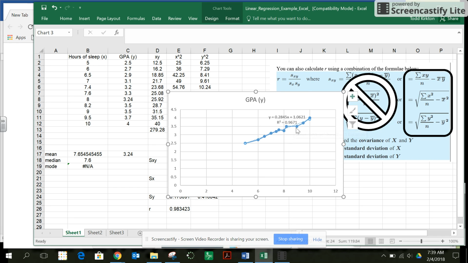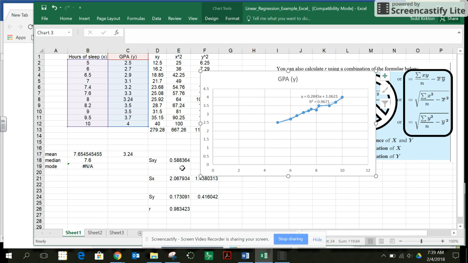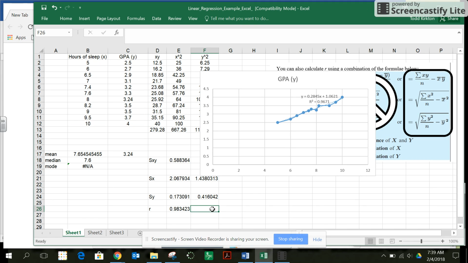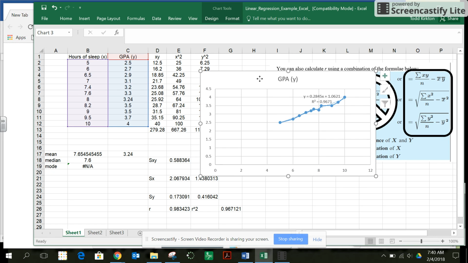I do my calculator. So you notice R squared is 0.9671. Well, our R value is 0.9834. If we squared that, or if we took the square root of this, because that's our R squared. Sorry. We square this, notice you get the same R value that you get when you run through the Excel. So it's good to verify.